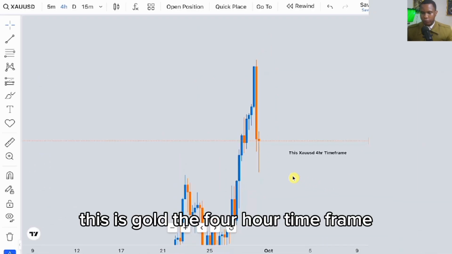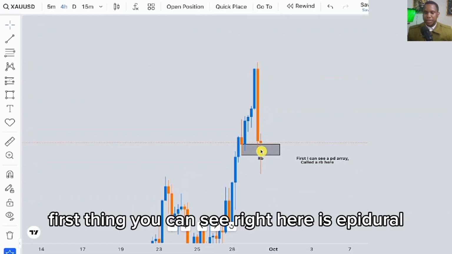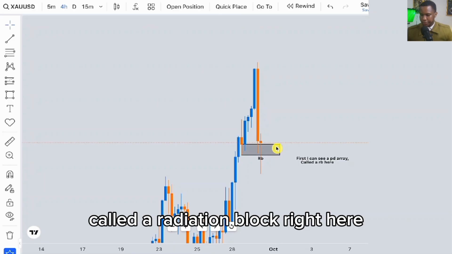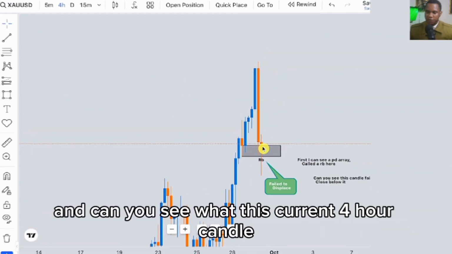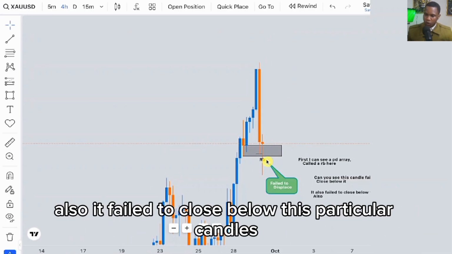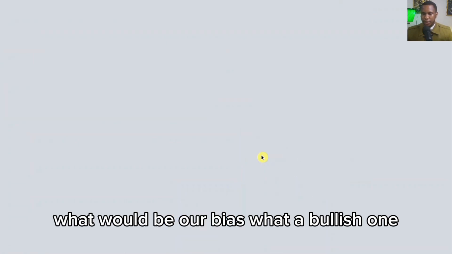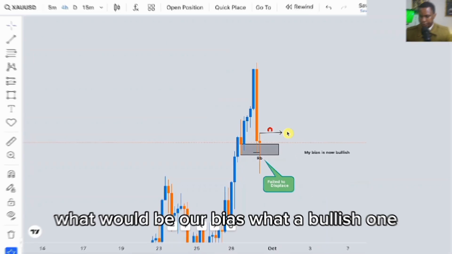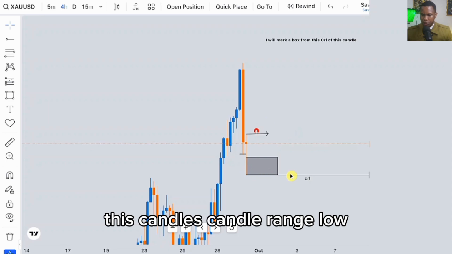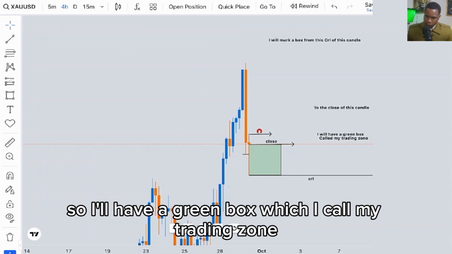This is gold, the 4 hour time frame. This trade is from 30th September this year right here. First thing you can see right here is a PD array called a rejection block. And can you see what, this current 4 hour candle fell to close below this rejection block. Also, it fell to close below this particular candle range low. What will be our bias? What, a bullish one. I'm gonna mark out this candle range low, draw a box from the candle range low to the close of this candle. So I'll have a green box which I call my trading zone.